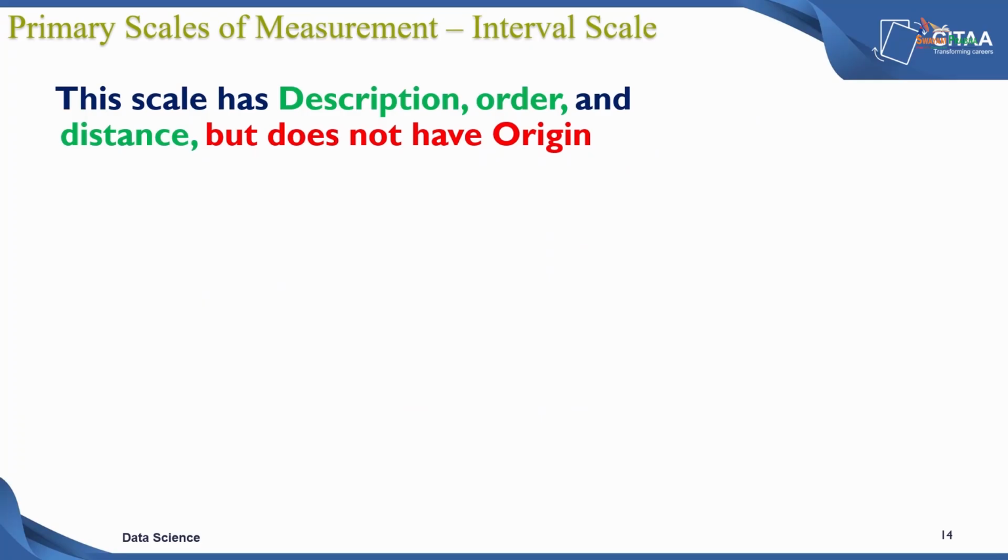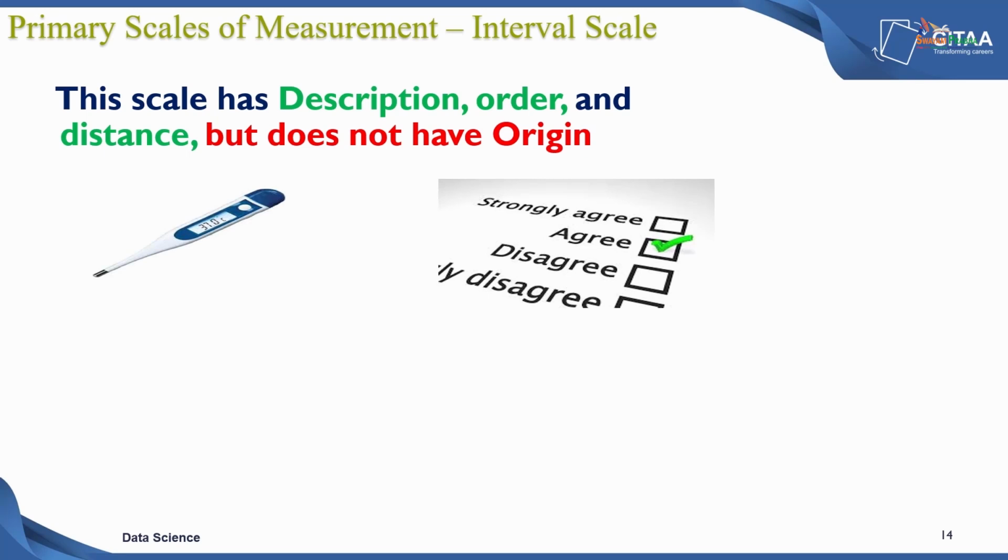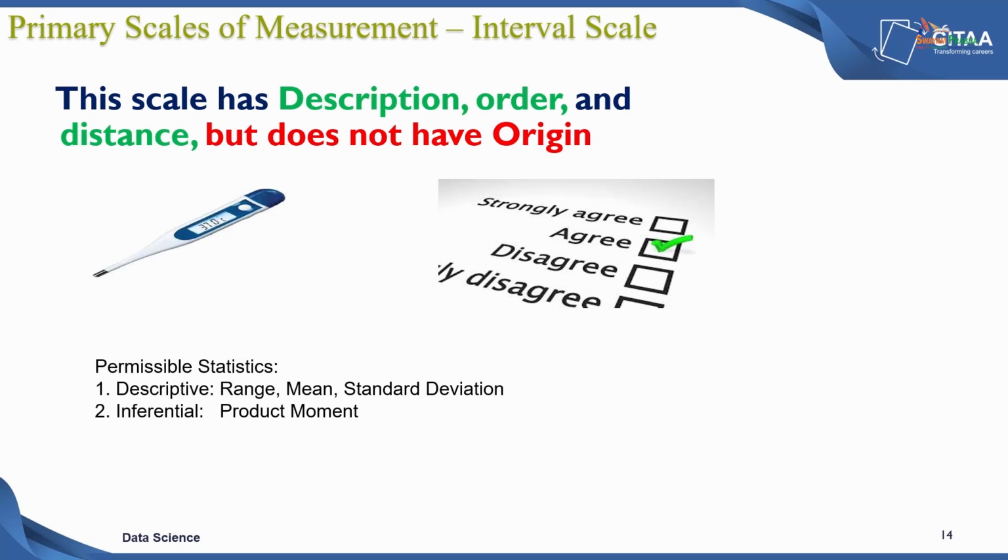The third scale is really the interval scale, and this scale has description, order and distance, but does not have origin. So it's got an arbitrary origin, therefore you cannot perform divisions between data pieces. Items like temperature, and survey scales sometimes, are assumed to possess these particular characteristics. The permissible statistics here are, you can compute the range, which is the min and max difference, the mean, which is an arithmetic average, and the standard deviation. And the inferential statistics tools that you can use are related to product moments.